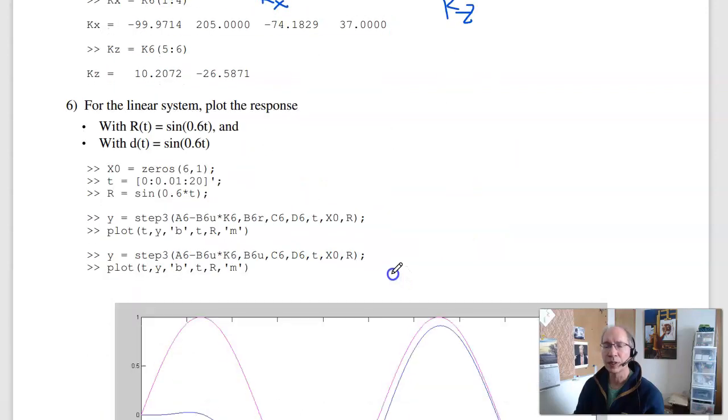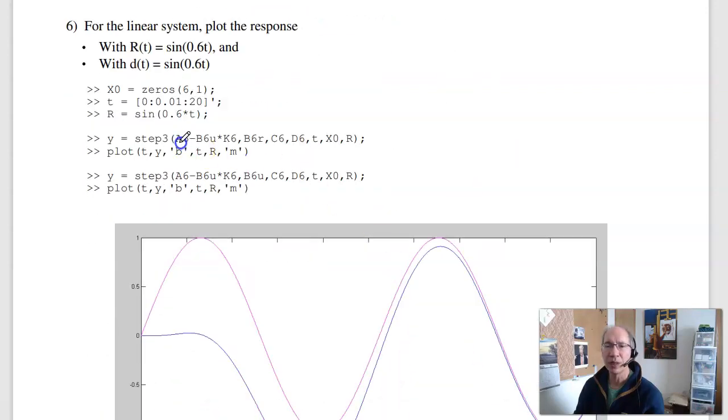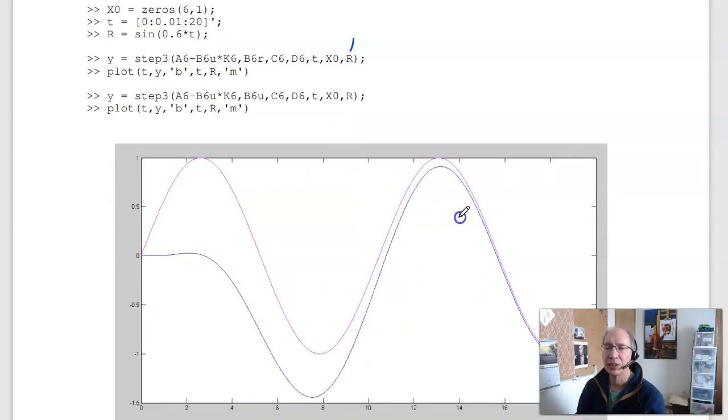Then to implement it, for the linear system, I'll take the step response of the closed loop system, and here I'm using the lsim command because I want the input to be a sine wave. MATLAB doesn't have a sine wave input, so I've got to create that function. Give it the time points. My initial conditions are all 0 for this homework set. My set point is a sine wave, and sure enough, it tracks a sine wave.